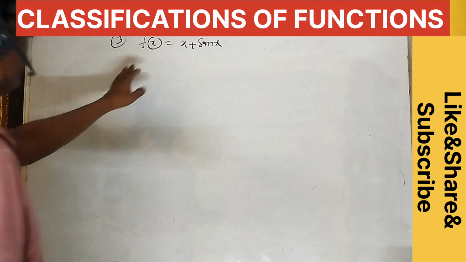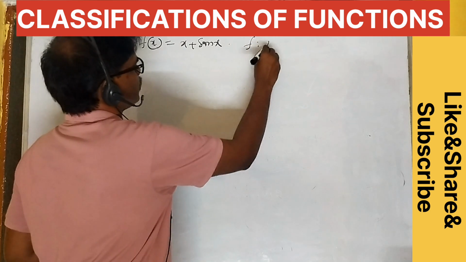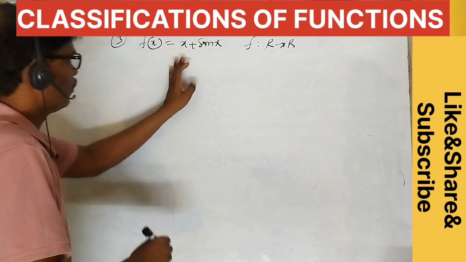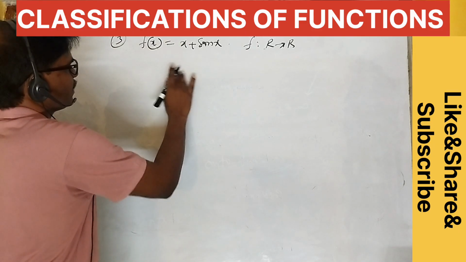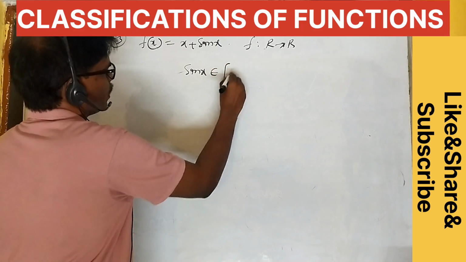Okay, question number 3. f(x) is equal to x plus sin x. f maps R to R. The range is equal to R only. Okay, this is the x. What is the x range? What is the sin x range? The sin x range belongs to the closed interval minus 1 comma 1.